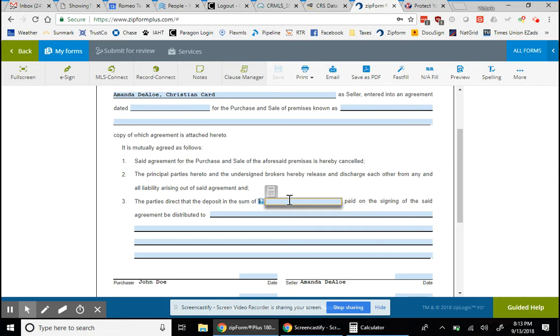If the mortgage contingency hasn't been satisfied, hasn't been waived, then the money will go back to the buyer, because they'll be denied the loan because they don't have a job anymore.